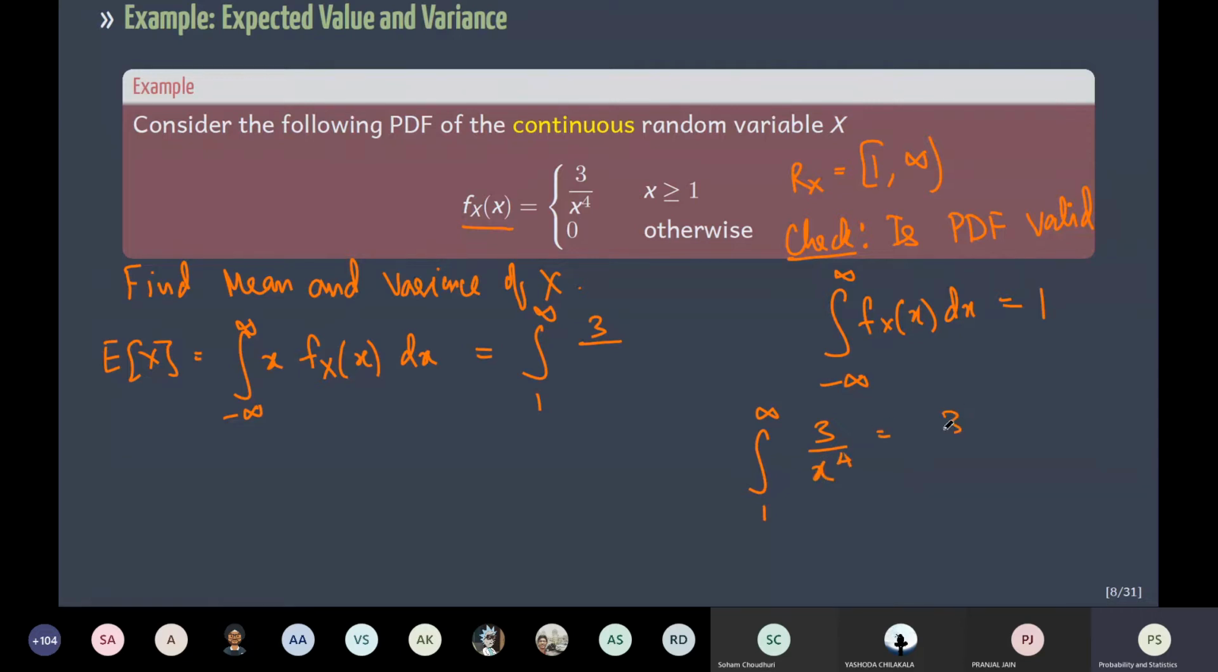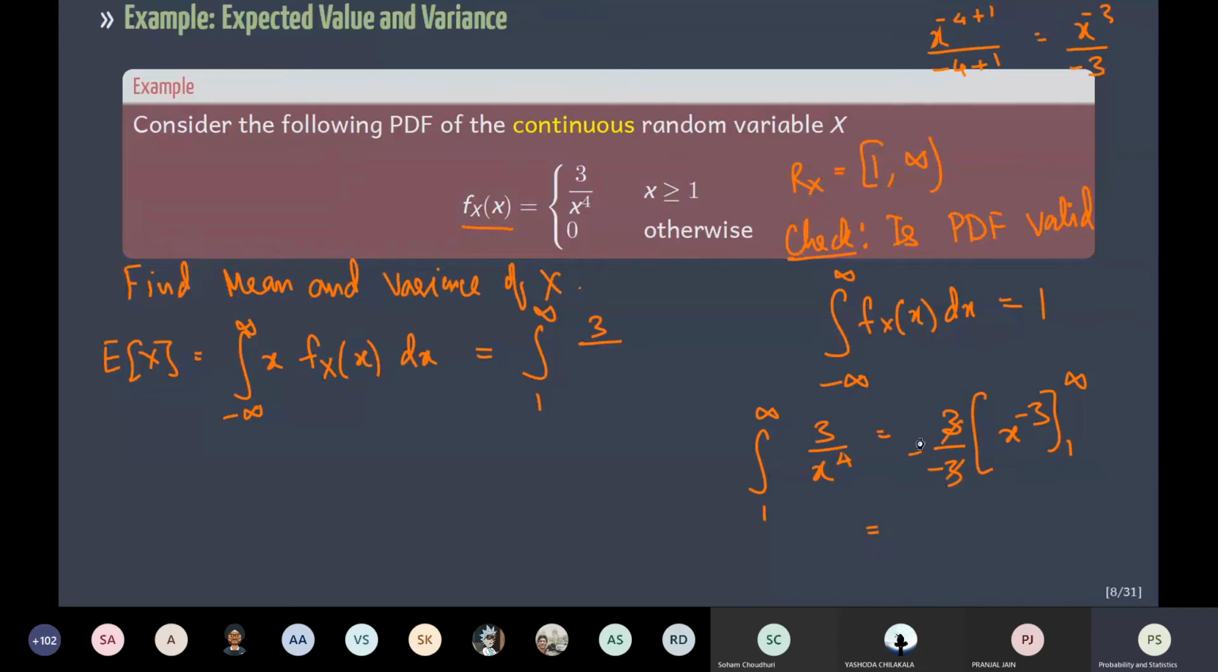So what is this? So 3 comes out. Okay, and then we have x to the minus 4, right? So x to the minus 4 integration is what? Minus 4 plus 1 divided by minus 4 plus 1. So this is x to the minus 3 by minus 3, right? So this seems to be correct, I think. So minus 3 comes out, right? And x to the minus 3, and the integration limits are this.